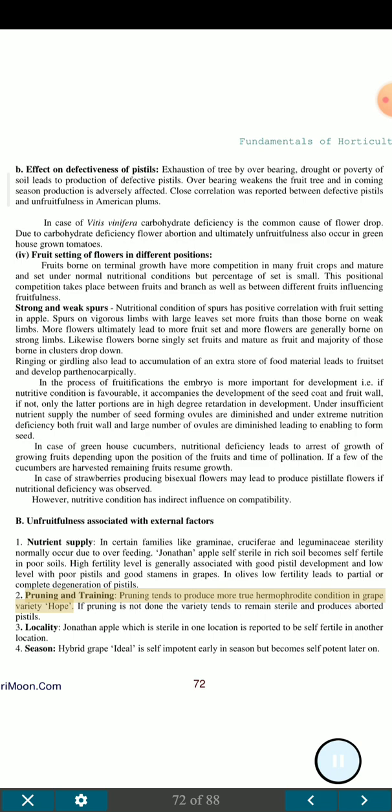2. Pruning and training. Pruning tends to produce more true hermaphrodite condition in grape variety Hope. If pruning is not done, the variety tends to remain sterile and produces aborted pistils. 3. Locality. Jonathan apple which is sterile in one location is reported to be self-fertile in another location. 4. Season. Hybrid grape Ideal is self-impotent early in the season but becomes self-potent later on.